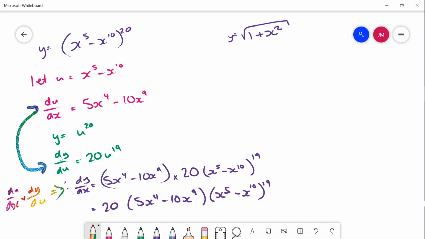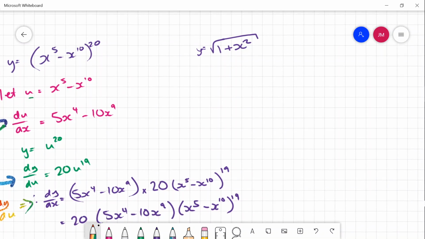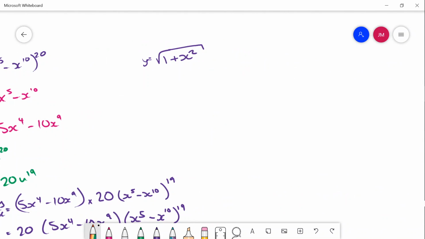Okay, notice how I've got no u's in my answer because I didn't start with a u. I've just made up a new variable, so make sure you sub all your u's back in. The great news for that is it also works with fractionals and negative powers. So let's look at this one over here. So this can be example 2.